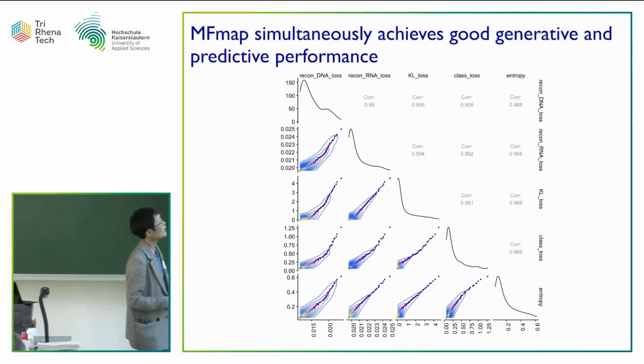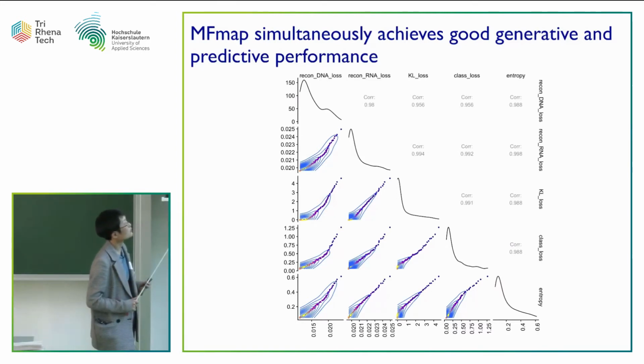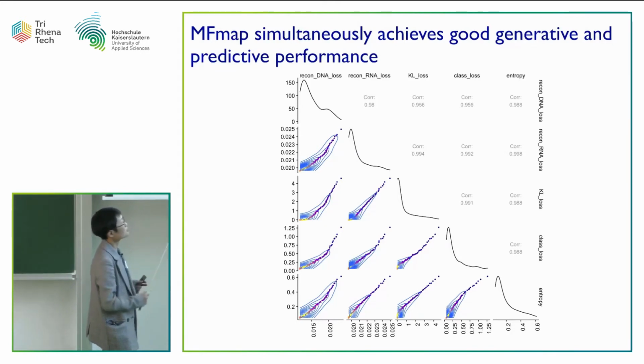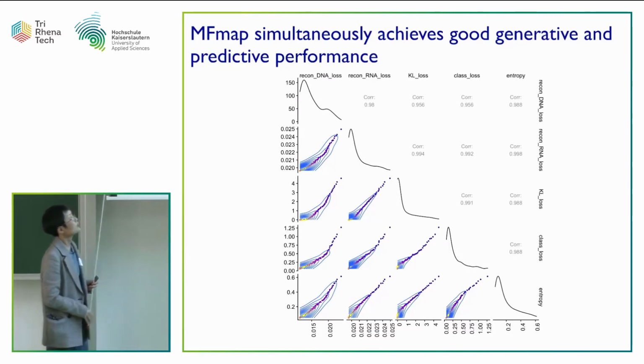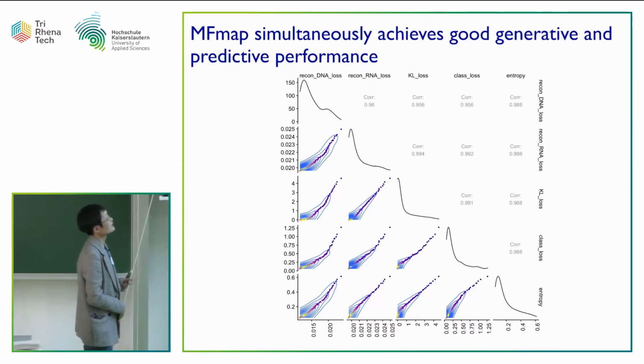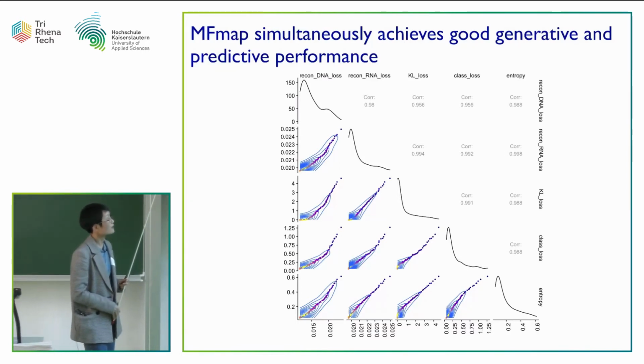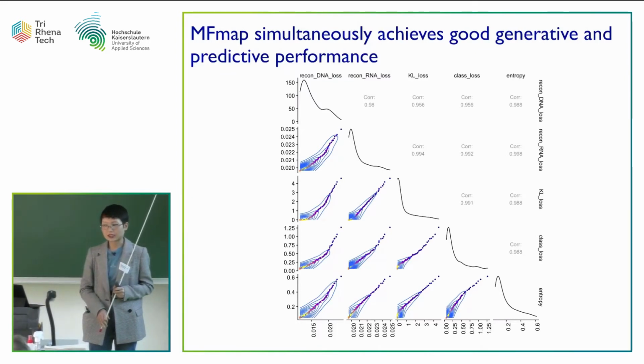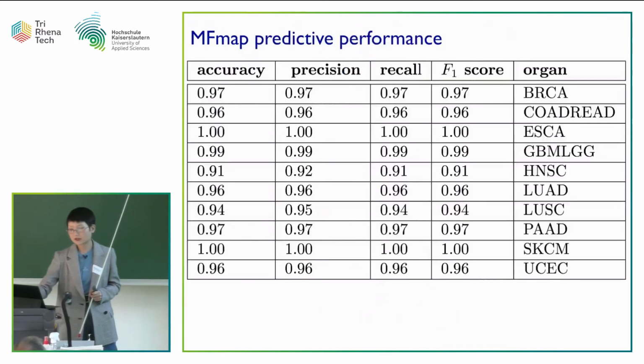As you can see, for each pair, their correlation coefficient is shown in each cell, and they are almost near 1, suggesting that MFmap can achieve good generative and predictive performance simultaneously.